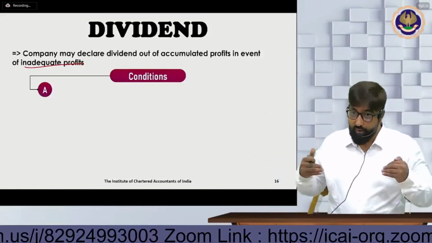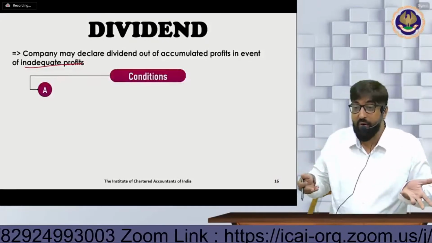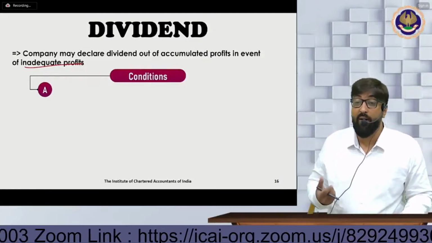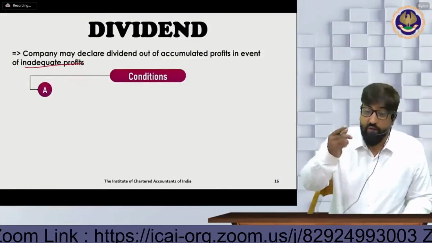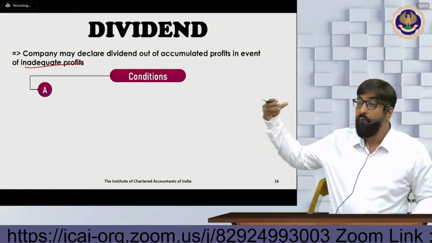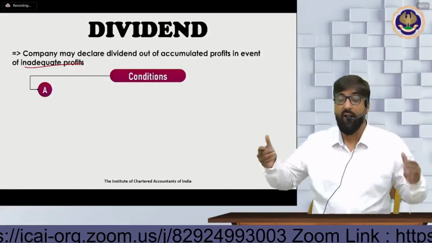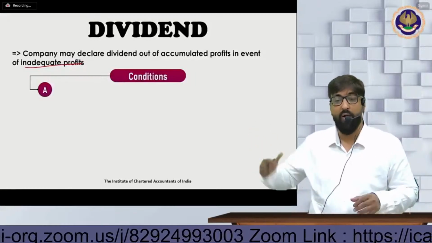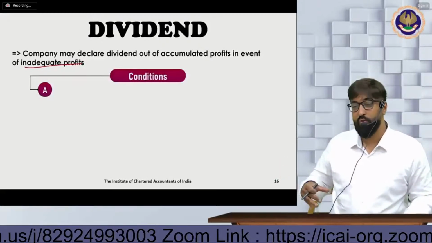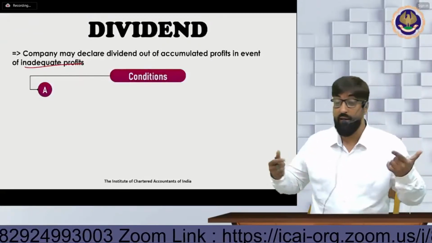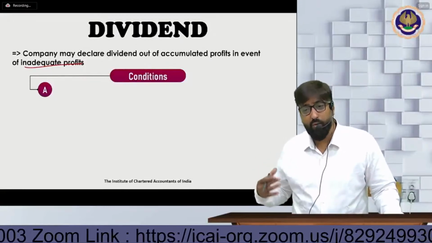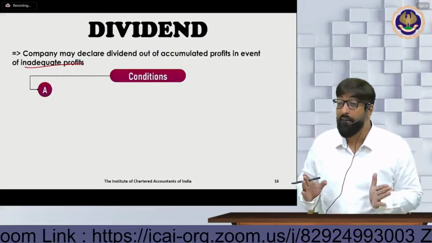Suppose your current year savings are not available to meet your expenditure of the current year. In simple language, I want to spend 1 lakh rupees, and I do not have earnings of 1 lakh rupees. So what I'm going to do, I will use my savings of the past years. But when you want to declare dividend, there are some conditions. Why are there conditions? Because the Company Act wants to safeguard the investors' interest.